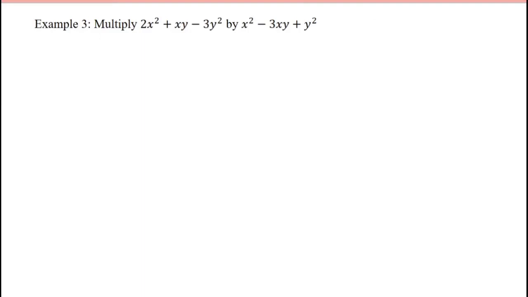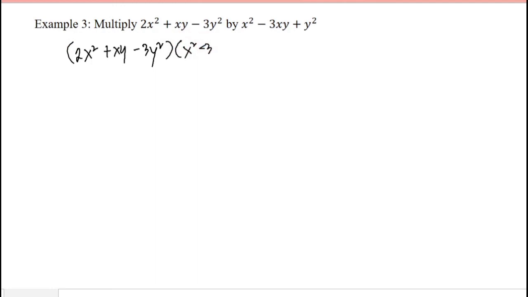Example number 3, multiply 2x squared plus xy minus 3y squared by x squared minus 3xy plus y squared. So we have here 2x squared plus xy minus 3y squared multiplied by x squared minus 3xy plus y squared. So, multiply lang naman natin ito isa-isa.